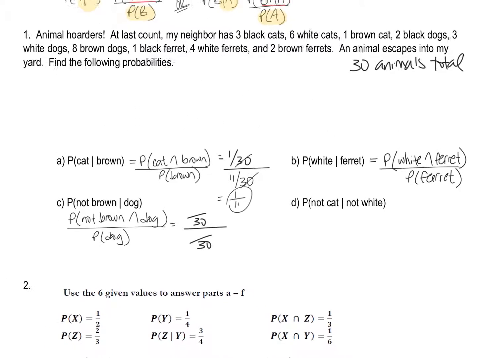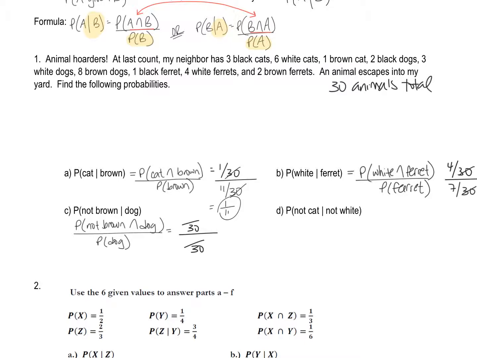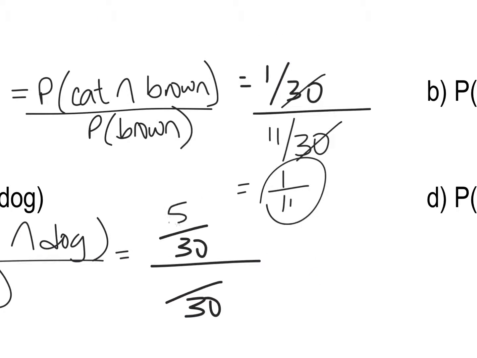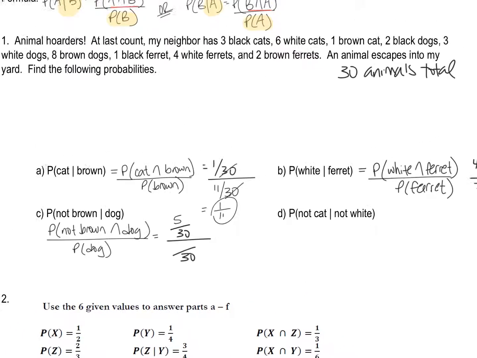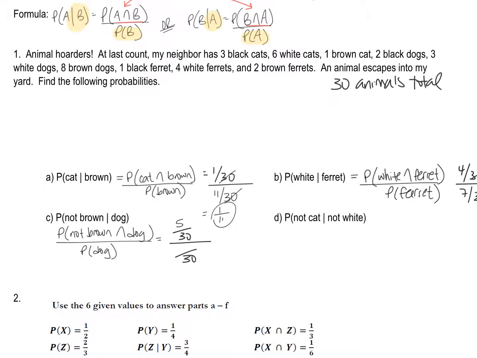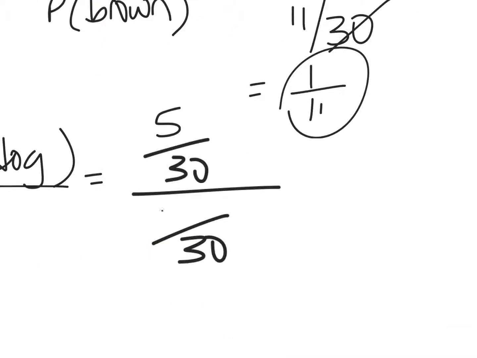So how many dogs up there are not brown? The total number of dogs I have are 2, 3, and 8, which makes 13, but 8 of them are brown. So the not brown dogs are 5 out of 30. And then how many dogs are there total? 2 plus 3 is 5 plus 8 is 13. 30s cancel, and we get 5 out of 13.